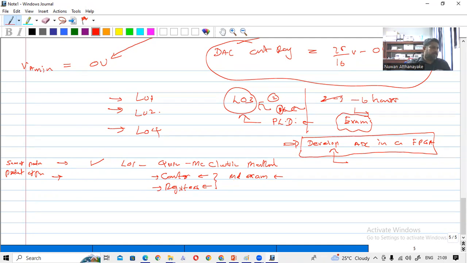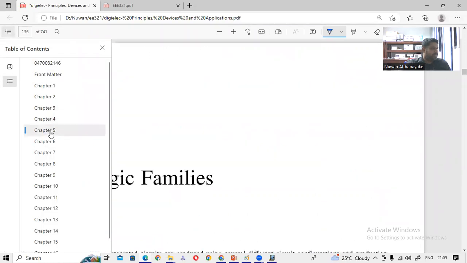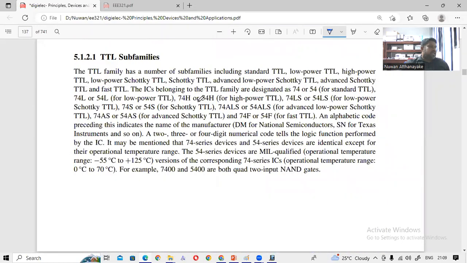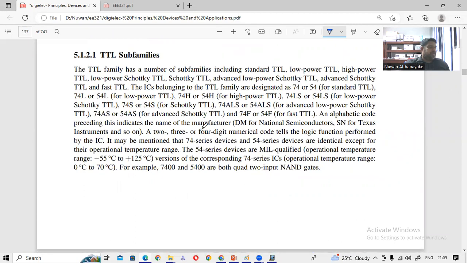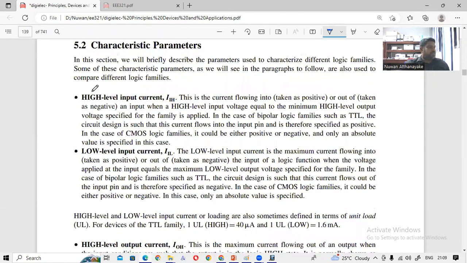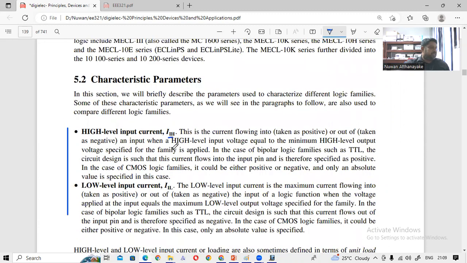The paper is very easy, okay? So that is related to LO1, and with LO2 also. Under LO2, we have studied about logic families, I think five. This is LO2 actually. We have studied different logic families, and I think this part is the most important part. We have studied some characteristic parameters, especially this one.